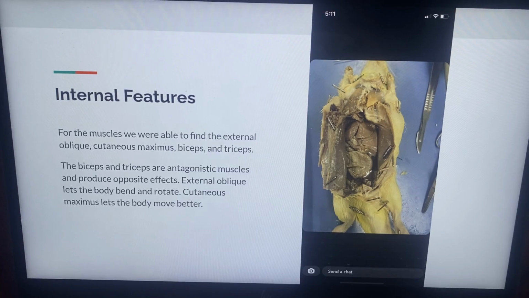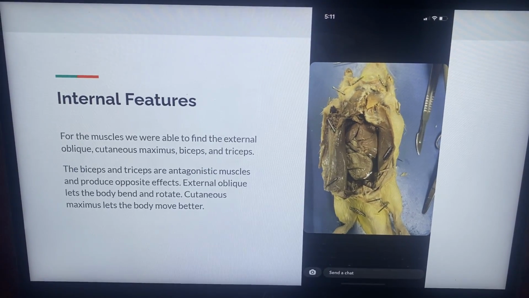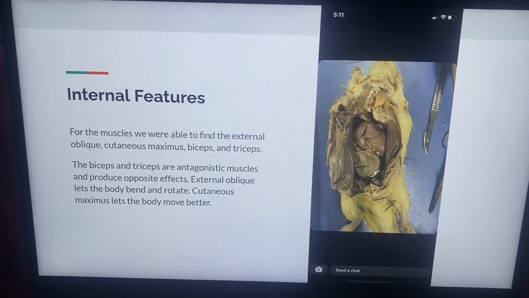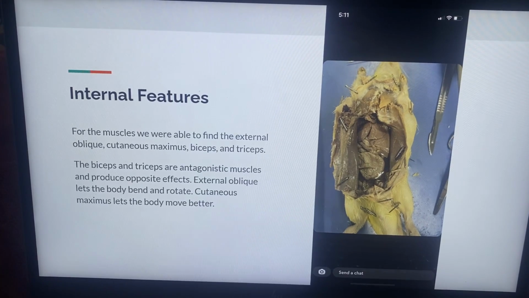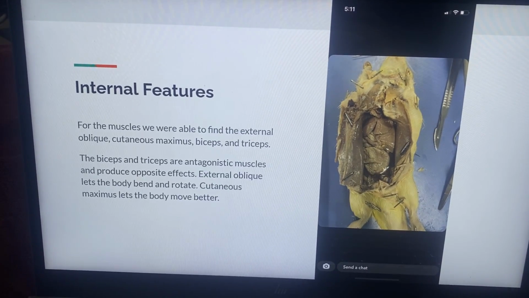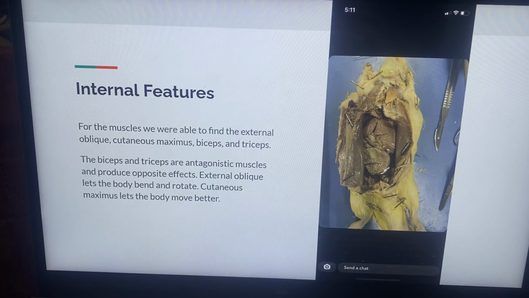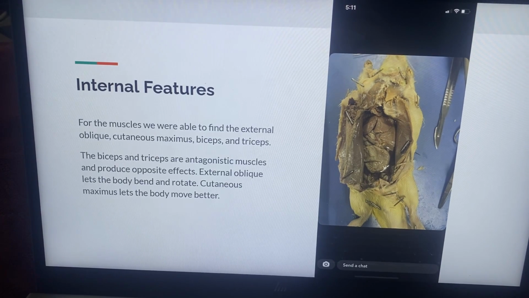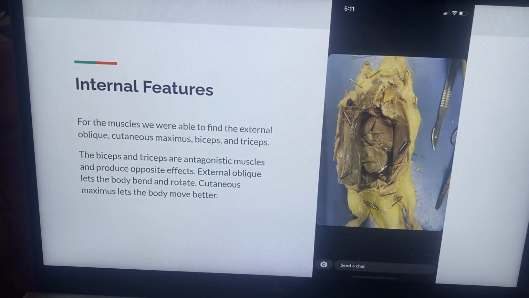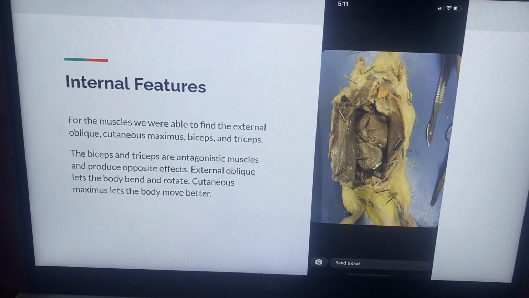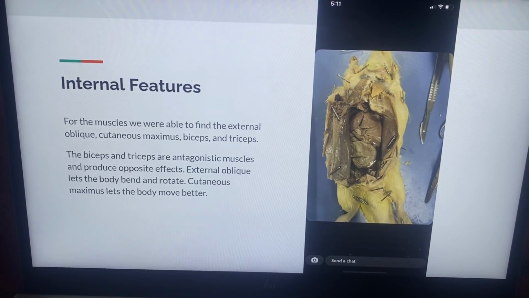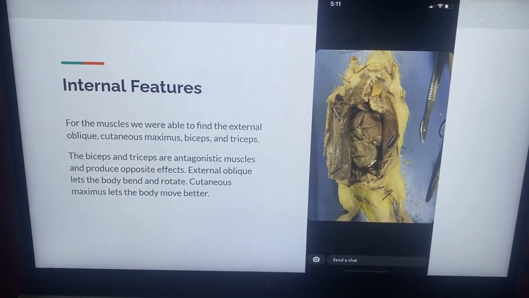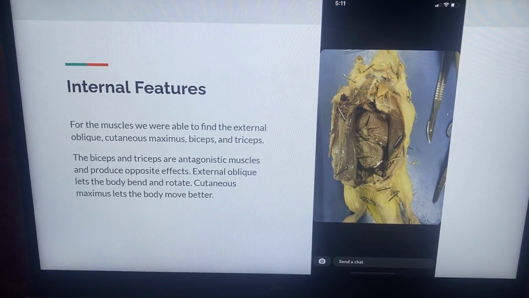Then we have internal features. I apologize for not having muscles a bit better. We're just gonna have to use the ones, apologies, the ones opened up. For the muscles, we were able to find the external oblique, cutaneous maximus, biceps, and triceps. The biceps and triceps are antagonistic muscles that produce opposite effects. The external oblique lets the body bend and rotate, while the cutaneous maximus lets the body move better throughout movement.